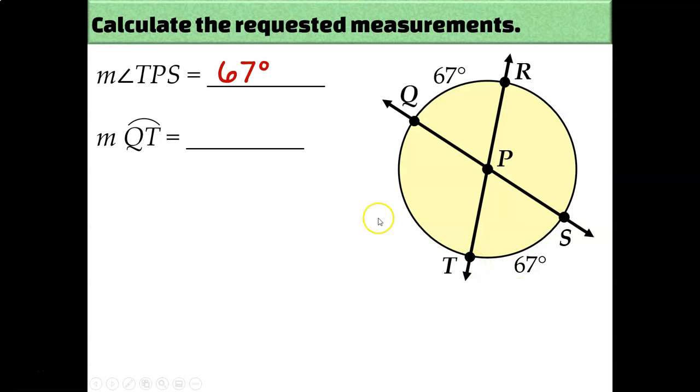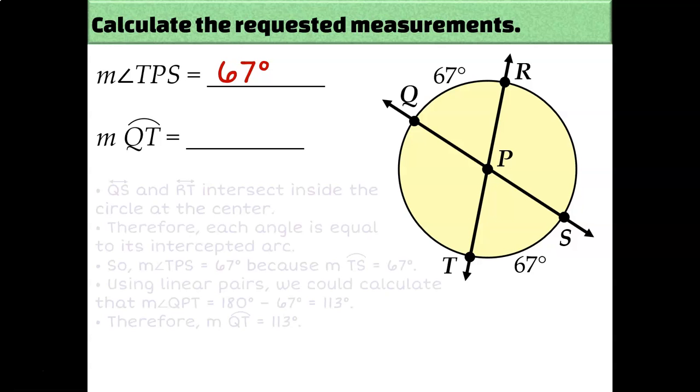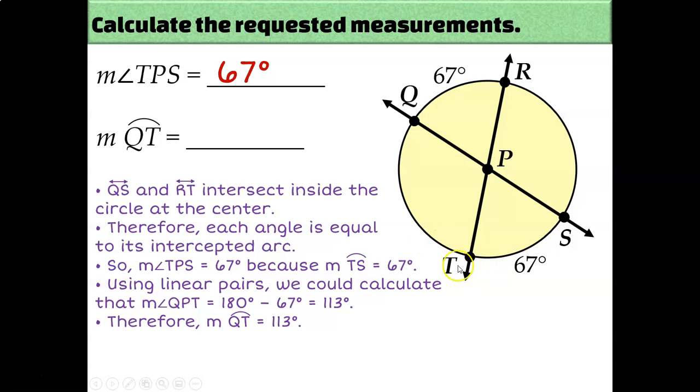Now to figure out the measure of QT, this arc, there's a couple different ways that you could go about it, but either way the math that you're going to end up doing is subtracting 180 and 67. So you could think about this as a semicircle. Semicircles always add up to 180 degrees, so I would do 180 minus 67 and get my answer of 113.